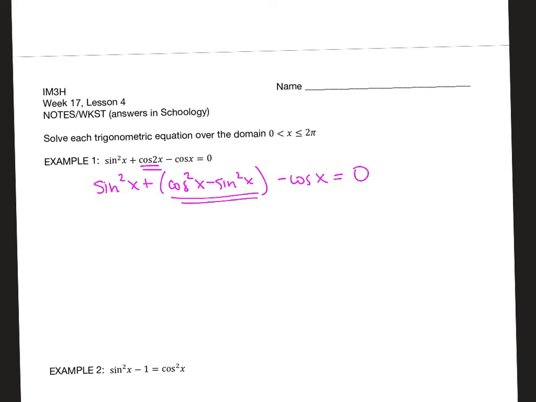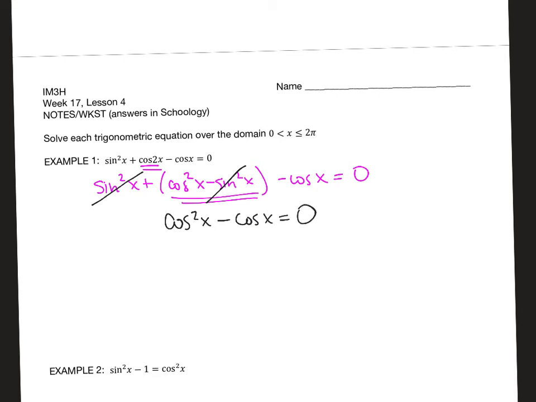The only thing that I have changed is underlined in the original, and it's now this that's underlined in my new equation. Now when I combine some like terms, you'll see that this sine squared x and this negative sine squared x cancel out. So now my equation looks like this: cosine squared x minus cosine x equals 0.